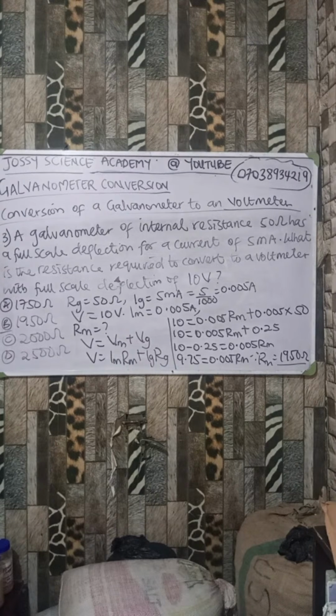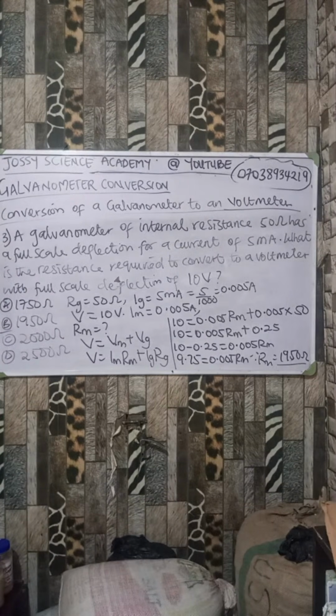Now, the question asks what resistance is required to convert it to a voltmeter with a full-scale deflection of 10 volts. So the total PD across this circuit is 10 volts. Because they are connected in series, the same current flows. The current that flows through the galvanometer flows through the multiplier. That is why I have IM to be 0.005 amperes. So we're looking for the resistance of the multiplier.